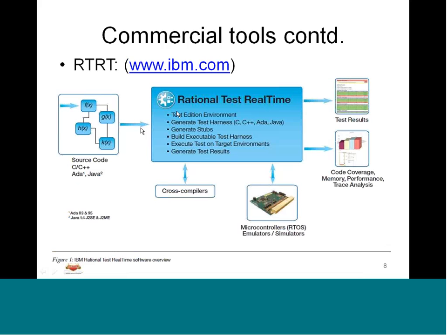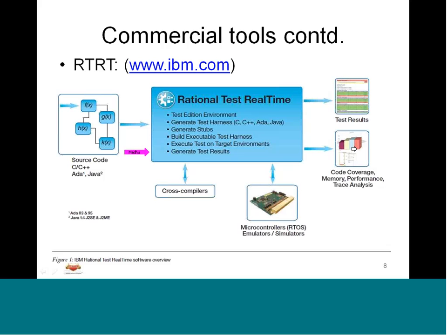So what it does is the source code, such as C, C++, Ada, whatever it is, is fed into that RTRT tool. The below steps are part of the RTRT in terms of configuring and using it. The environment will be defined first. The test harness will be created, and with the help of the test harness, stubs will be generated. Then we will have executables for the corresponding test harness. Then actually we execute the test. After execution of the test on the target environment, we have the results, and the results will be used to report what the coverage is and all.